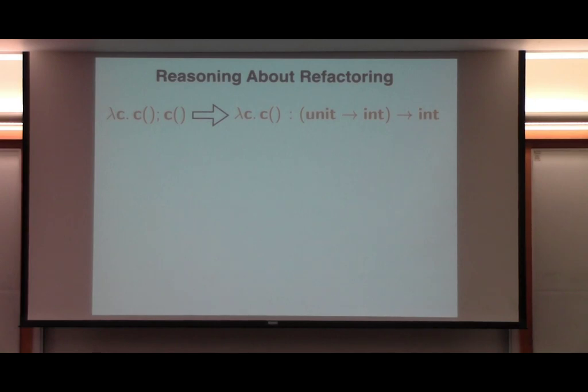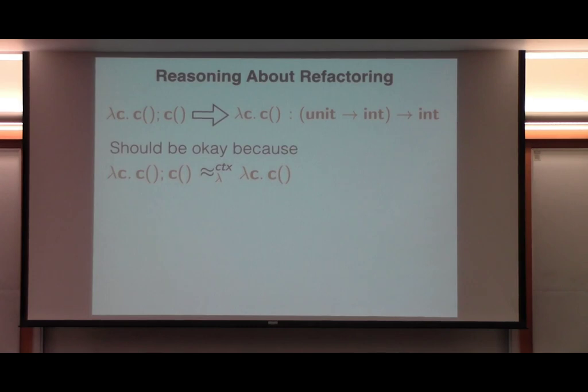In simply typed lambda calculus, if I call a function c twice, or I call it once, it should not matter. So I should be able to take that code and replace it with the code that calls c only once. It should be completely okay, and the principle that justifies it is that they are equivalent in my orange language, which is simply typed lambda calculus.